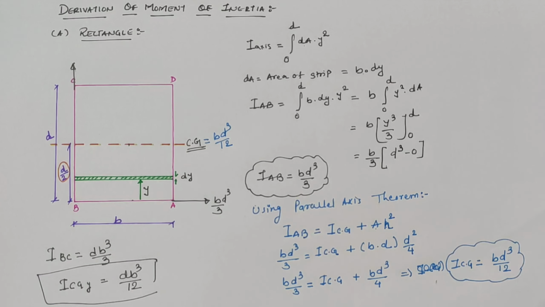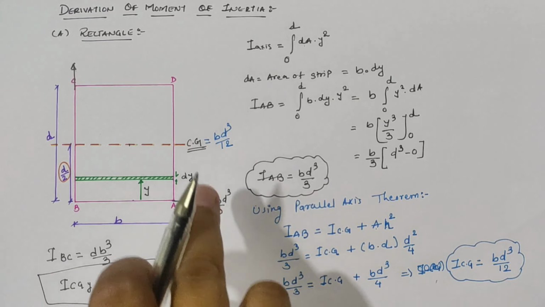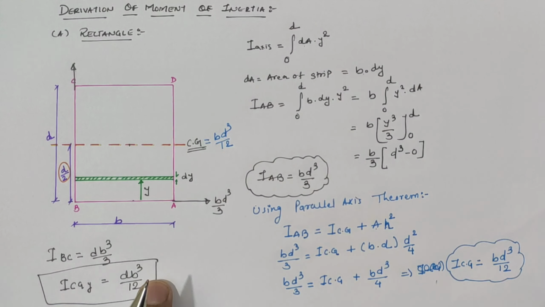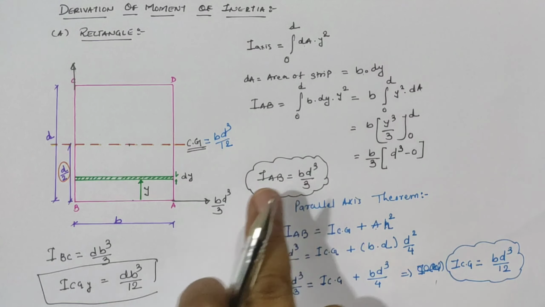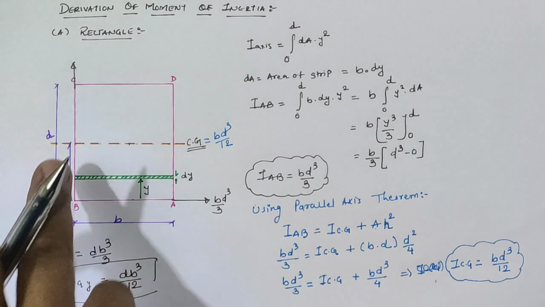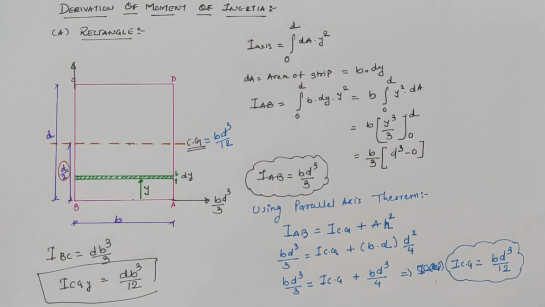So for the rectangular section, we can directly use bd cube by 12 and db cube by 12 as the moment of inertia with respect to the CG axis, while bd cube by 3 and db cube by 3 as the base axis for the rectangular section.